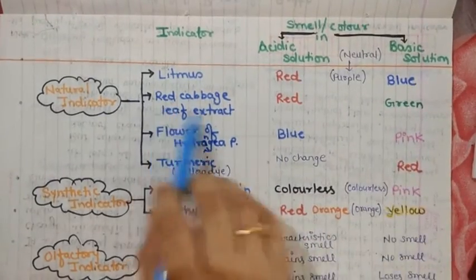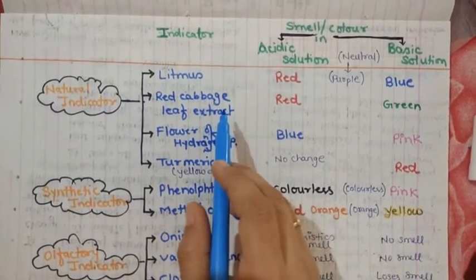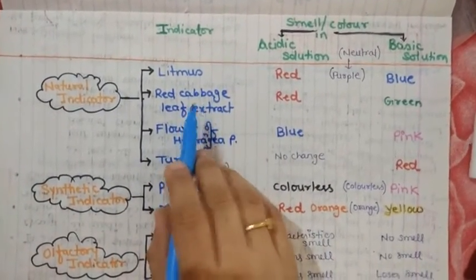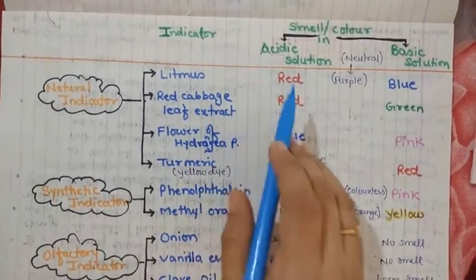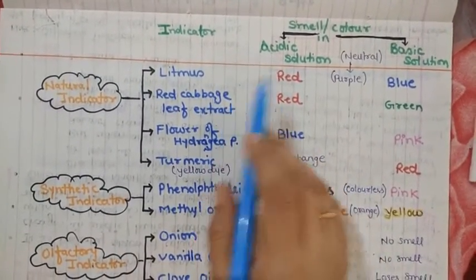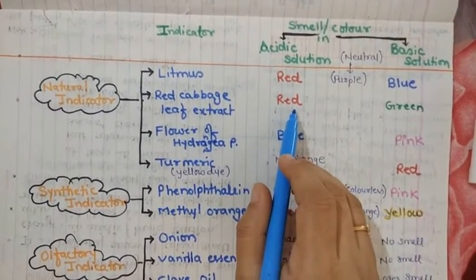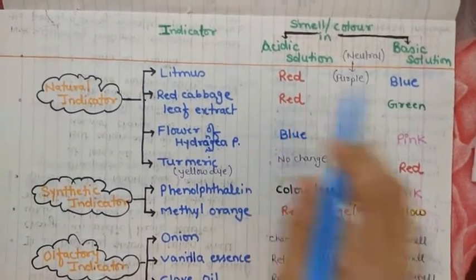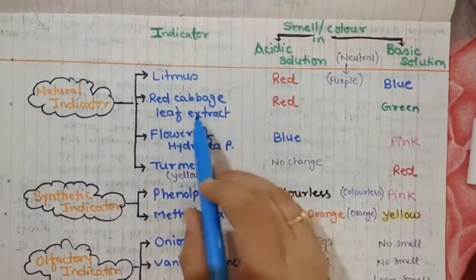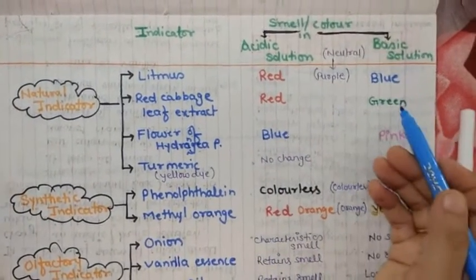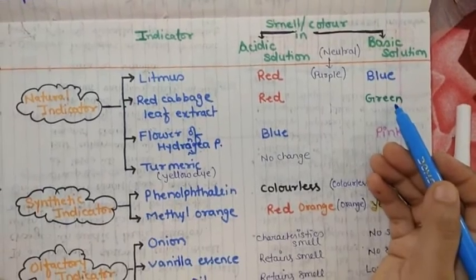Red cabbage leaf extract: the solution is already red, and when we add this extract in acidic medium, it will show no color change. That means it will remain red only. But what about basic solution? The red cabbage extract will convert into green color.